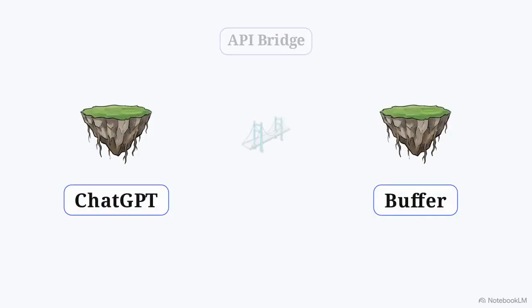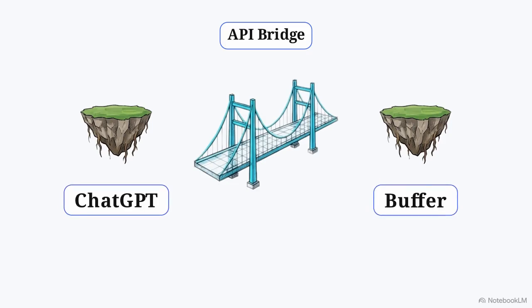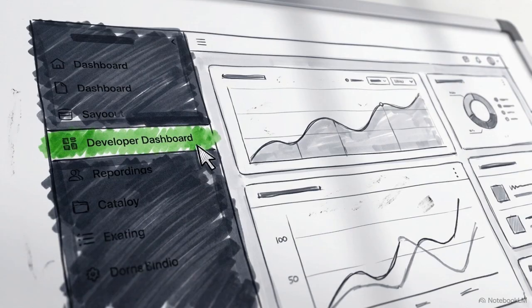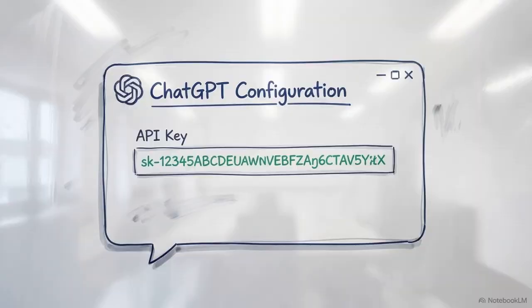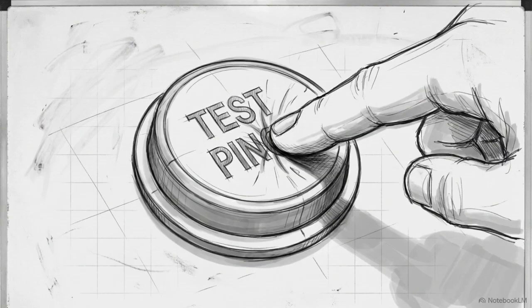Now that your calendar is ready, you need an API connection. An API is simply a digital bridge that allows 2 distinct software platforms, in this case ChatGPT and Buffer, to send data back and forth without your involvement. To build this bridge, navigate to the developer dashboard within your Buffer account settings. Here, you will generate a unique set of authorization keys. Copy those API keys, open ChatGPT, and paste them directly into the Buffer plugin configuration menu. With the keys entered, execute a quick test ping.